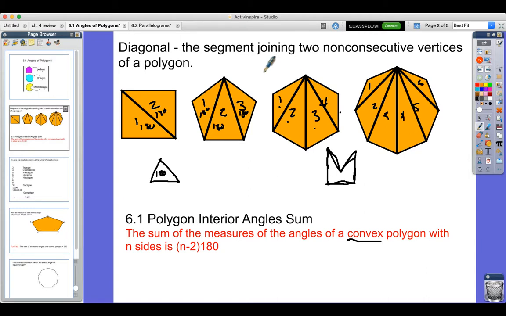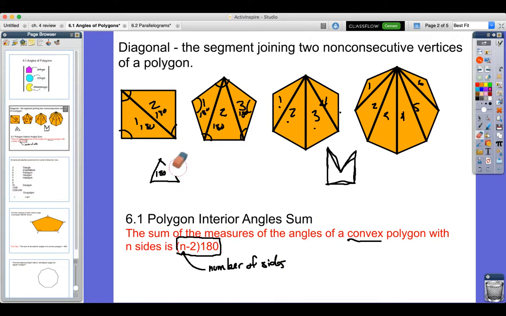So I'm talking about convex. The sum of the measure of all the interior angles, and by the interior angles, we're talking about the angles at the corners, at every corner on these, can be found by this formula: n minus 2 times 180, where n represents the number of sides.